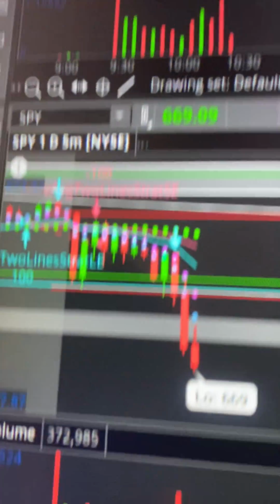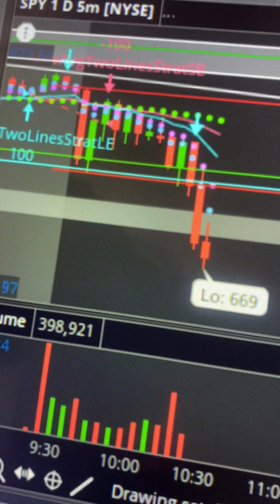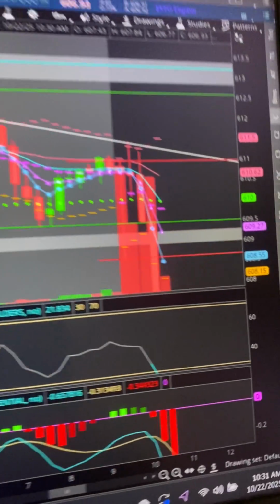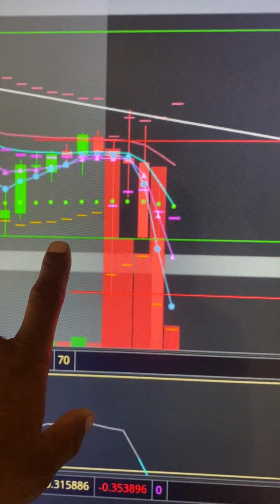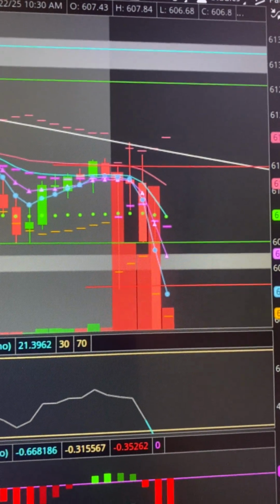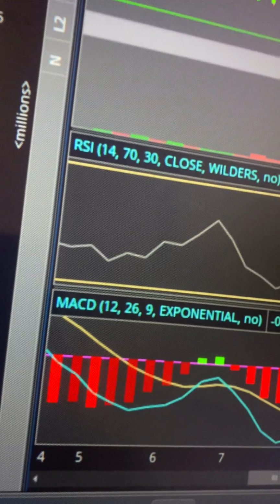Let's go look at some higher time frames to see what it might be on, because it already took out the London low. I already took that out. Let's go to the hour time frame.